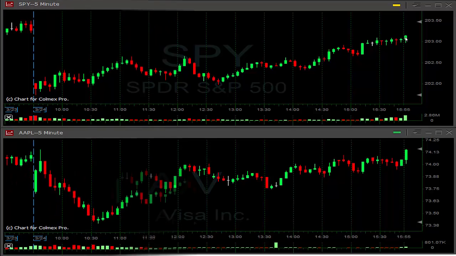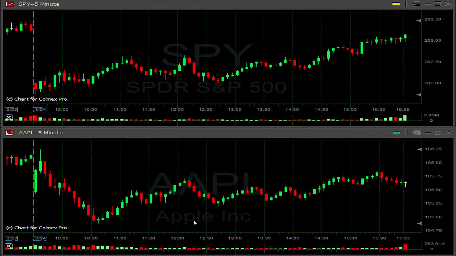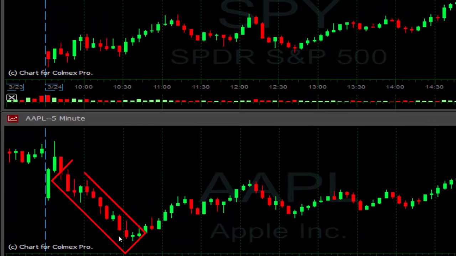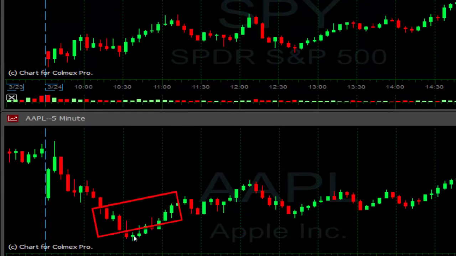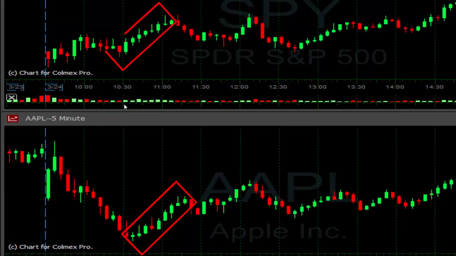Let's see another example. We can see here at the bottom the chart of Apple. Now at first look, it may seem to you that Apple is not moving like the S&P 500, but in fact it does. Take a look, for example, Apple moving down here at the beginning of the trading day. It stopped and then started moving higher. So did Apple finally decide to stop moving down? Not quite. Take a look at the S&P 500. This is exactly where the S&P started moving higher.